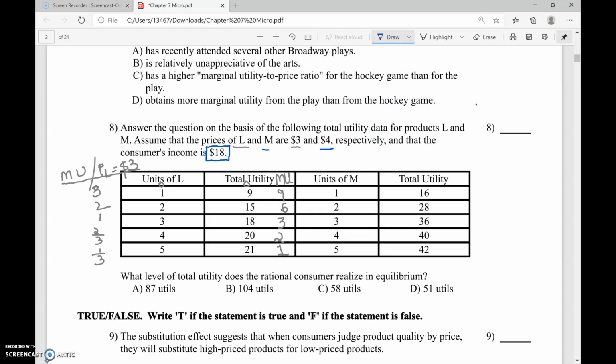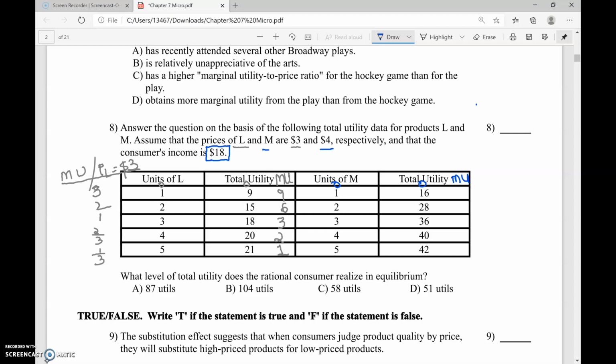Then next, I'm going to look at the marginal utility numbers for the other good, which is M. The total utility for 0 units of M is 0.